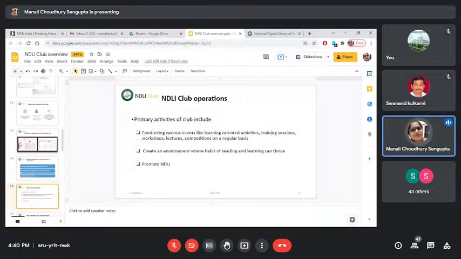The primary activities of the club include, right, what sort of club you want to form, what would be the operation, what would be the objective. That is very essential to know. So this could be learning-oriented activities, training sessions, workshops, lectures, competitions on a regular basis. You can create an environment where the habit of reading and learning can thrive, and also promote the National Digital Library of India.